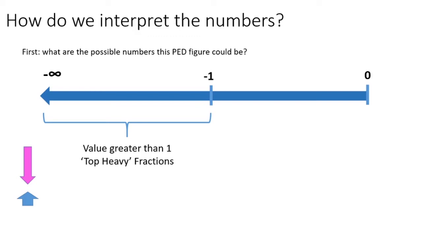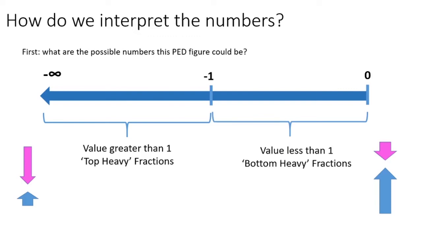The queen rules over the people, so the percentage change in quantity demanded is greater than the percentage change in price, which means that these are responsive products. They're responsive to change in price. On this side of the number line over here, the value is less than 1. These are the bottom-heavy fractions, where the percentage change in quantity demanded is less than the percentage change in price.